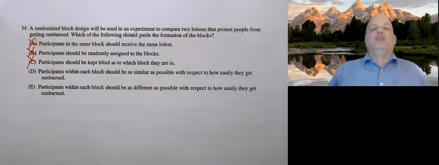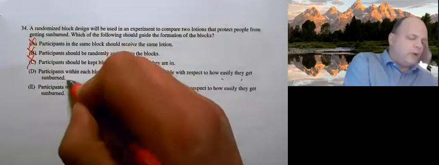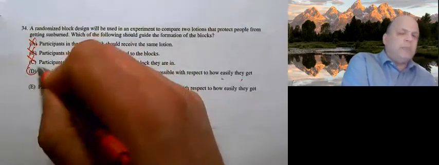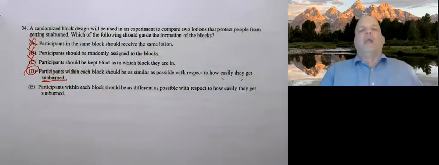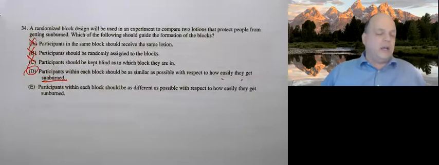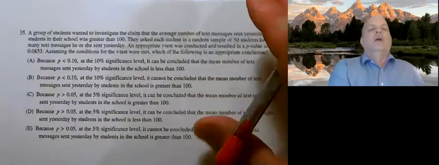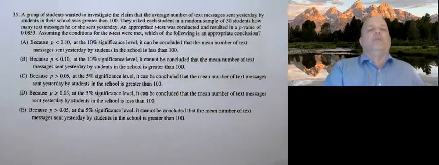Participants within each block should be as similar as possible with respect to how easily they get sunburned. That's what we're concerned about. Some people burn easily, so consequently, we want them to be as similar as possible so we know we control for those impacts. This is a lot like the mosquito thing. We know some people get bitten by mosquitoes easily, so we want those that are easily bitten in one group and those that are not in another. All right? Ideally, you would have done a pair design to control for the individual differences.